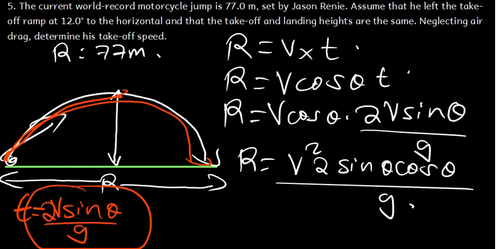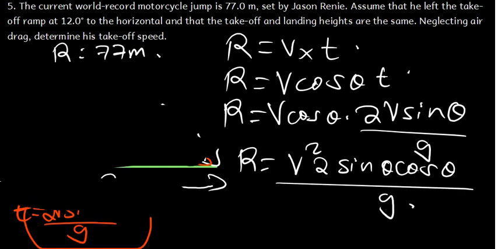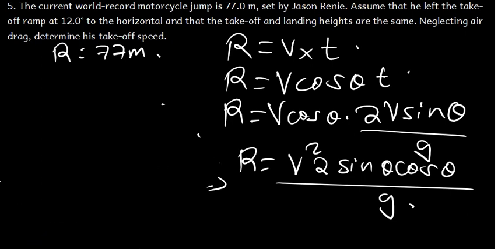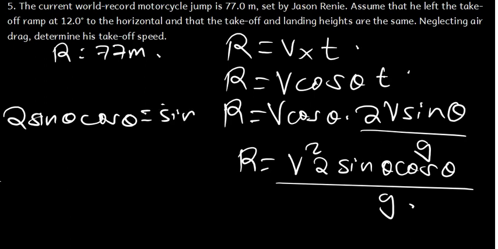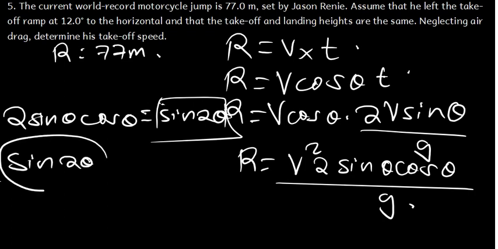Now there is this thing which we need to understand here. This is an identity. So we have 2 sine theta cos theta. This is the same as sine 2 theta. So this is an identity. So where you see sine 2 theta, you can replace it with what? 2 sine theta cos theta.